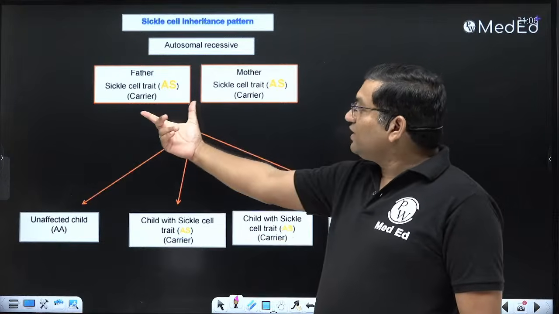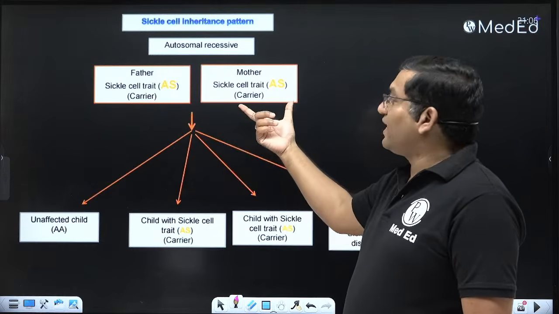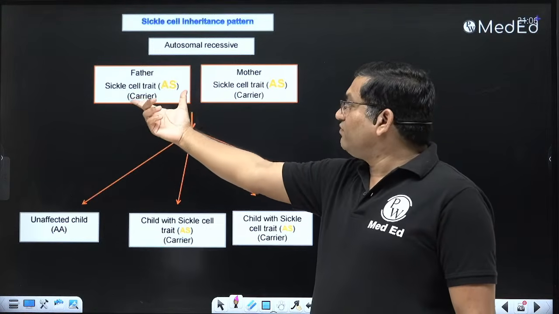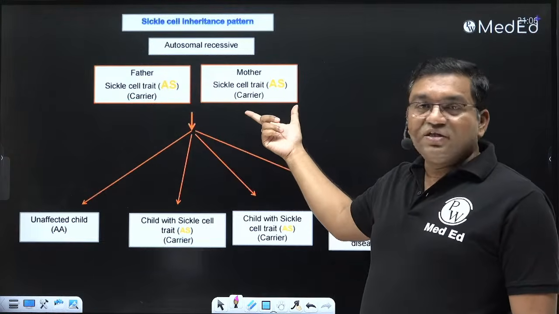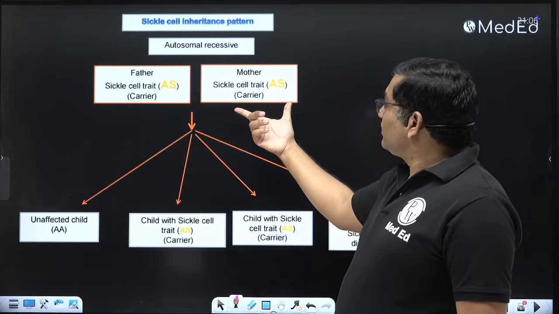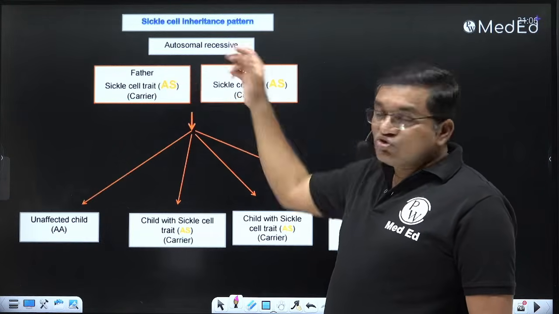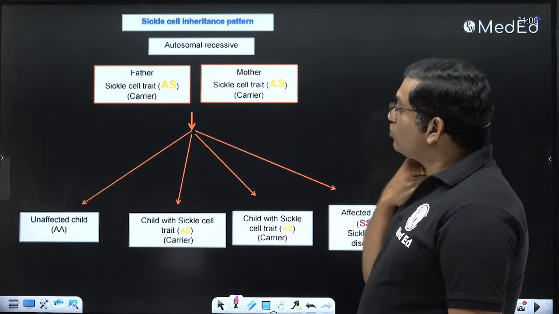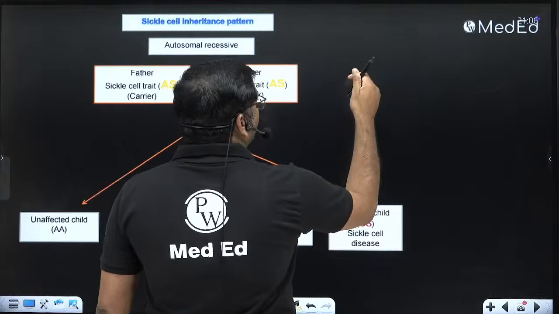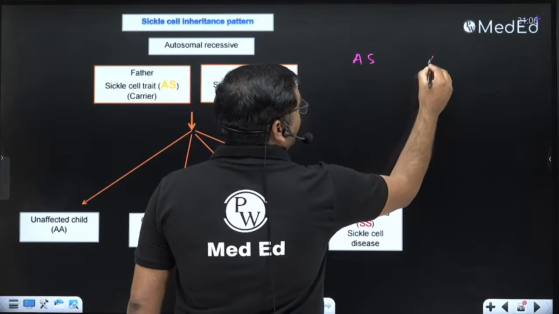If the father is a carrier and the mother is also a carrier, meaning having the AS pattern, only one gene is affected in the father and only one gene is affected in the mother. Both are in the heterozygous state. This is autosomal recessive inheritance, AS and AS.